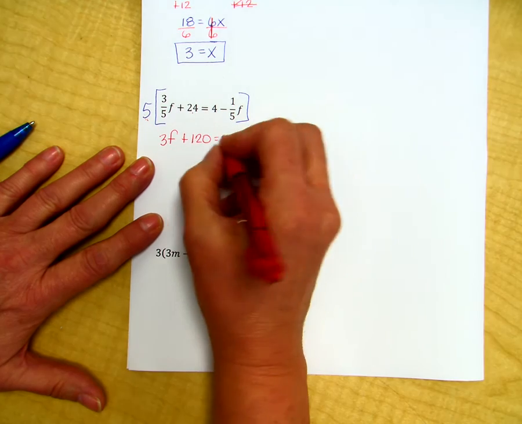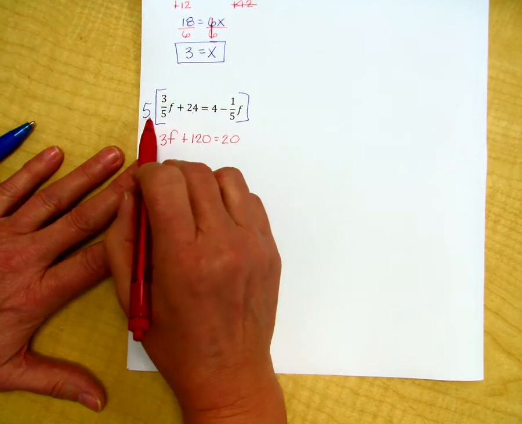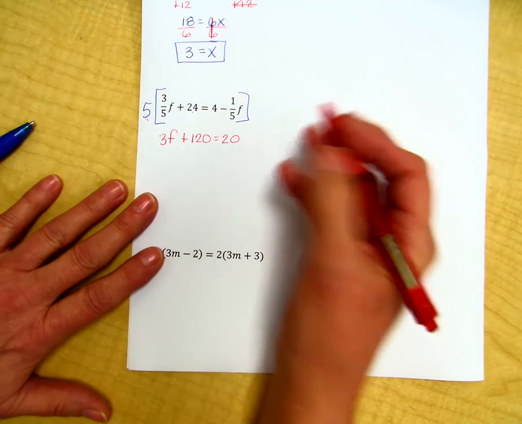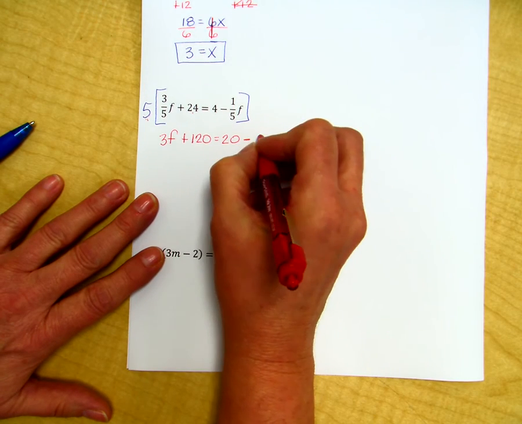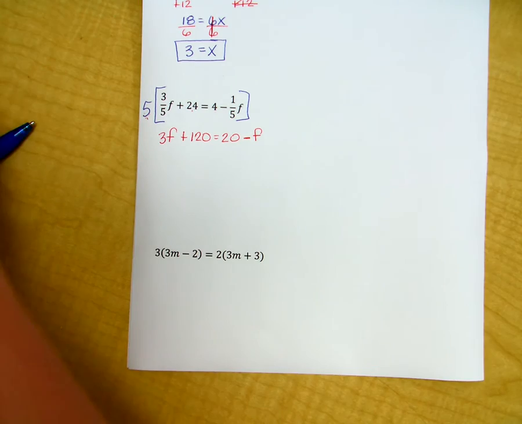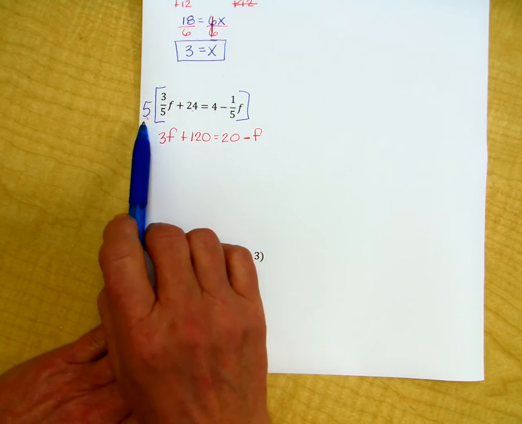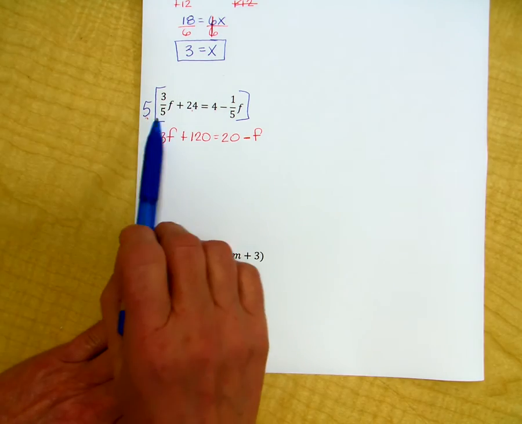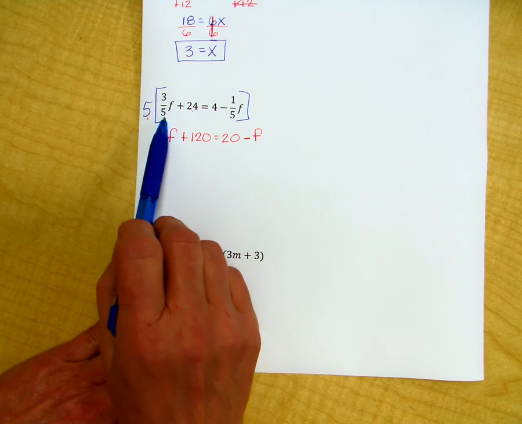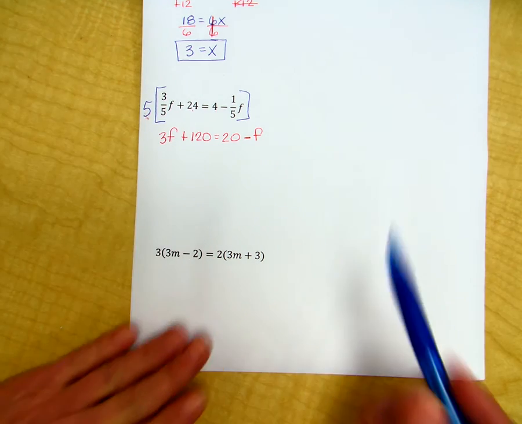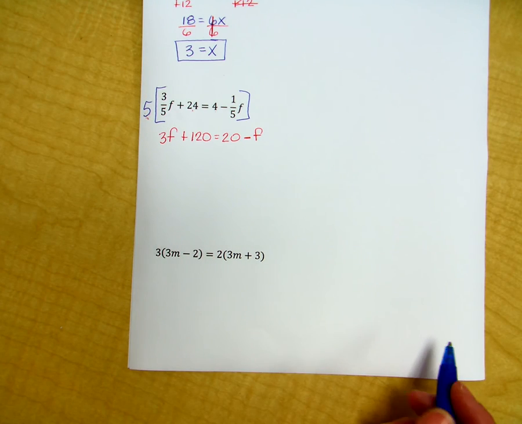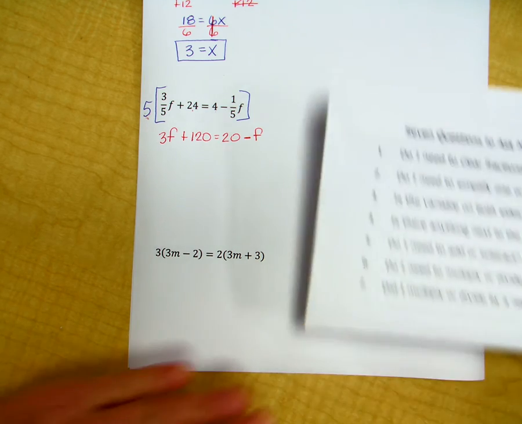5 times 4 gives me 20. And 5 times negative 1 over 5f will give me negative f. So, by multiplying through by the common denominator, which in this case is 5, we can turn those fractions into whole numbers. Now we look at number 2, question 2.